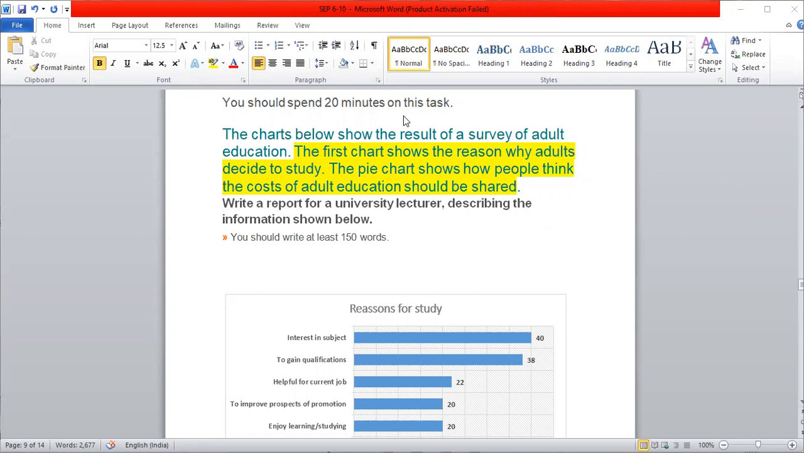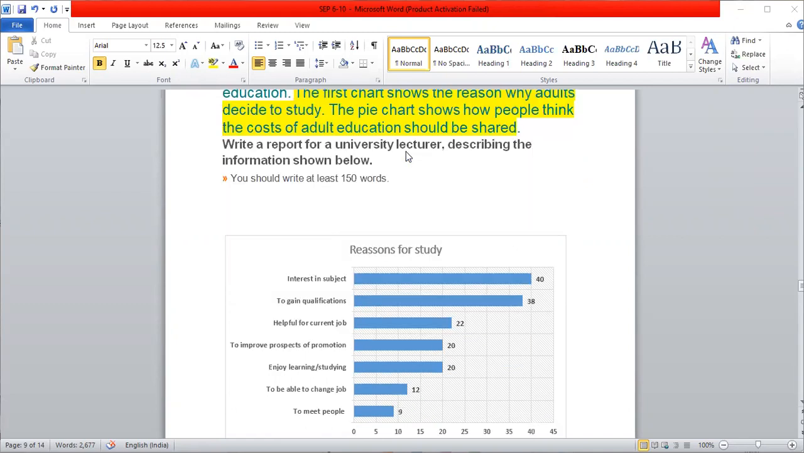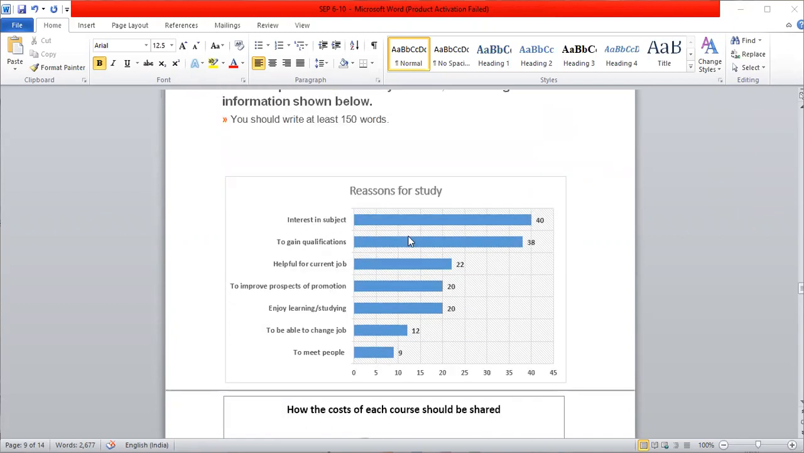Okay, hi everyone. Today we are going to discuss multiple charts. This is a combination of a bar chart and a pie chart. Here, this is the result of a survey report on why adults study. So you can see that adults study for a variety of reasons, from the bar graph.